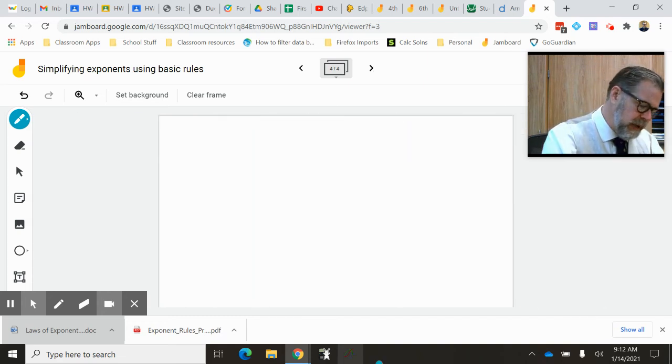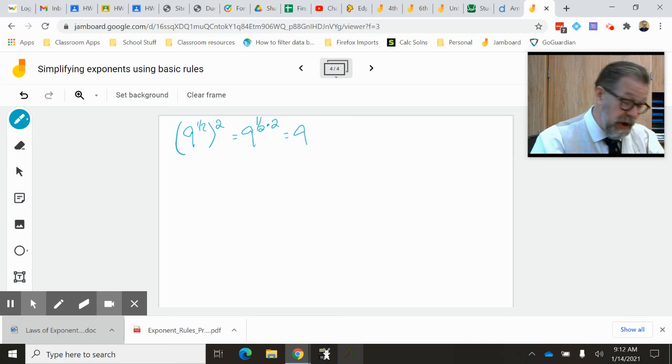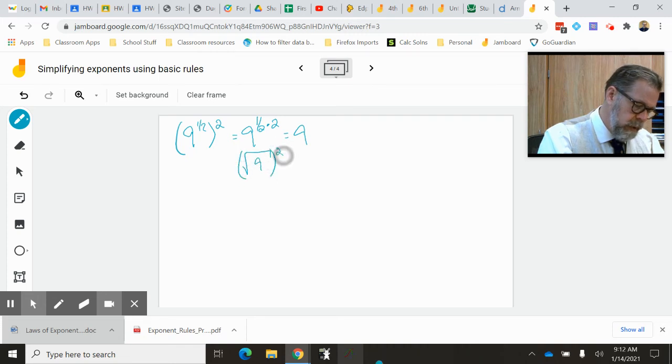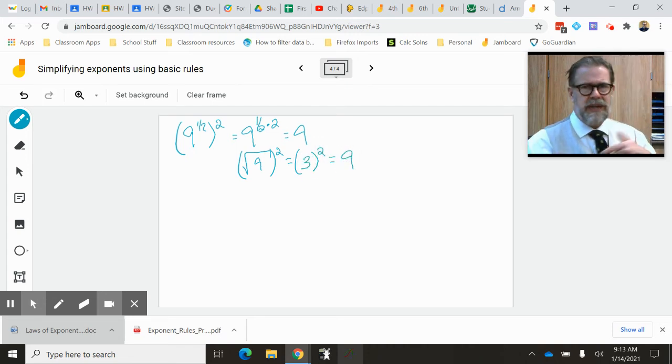And finally, let's look at one with a number, 9 to the 1/2, squared. Well, obviously, I could just say this is 9 to the 1/2 times 2, which is 9 to the 1, which is 9. Okay, fair enough. But if I do it in a different order, what if I said, oh, well, 1/2 means square root, but I know that the square root of 9 is plus or minus 3. Let's just go with the positive root for now. So I know that that's 3 squared, which is 9. Notice I get to the same place either way.